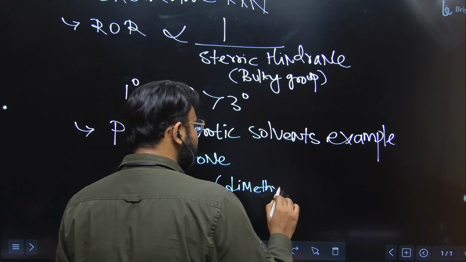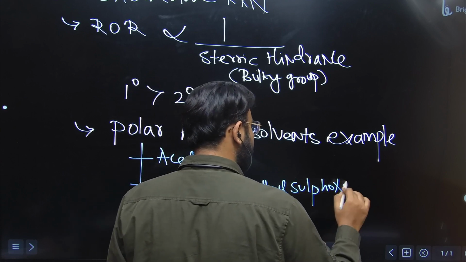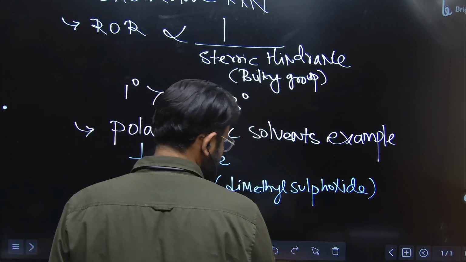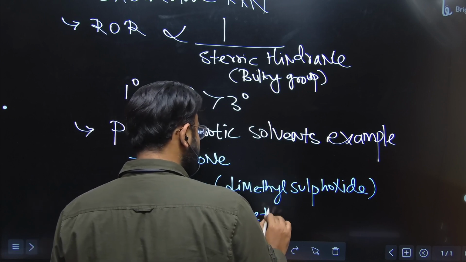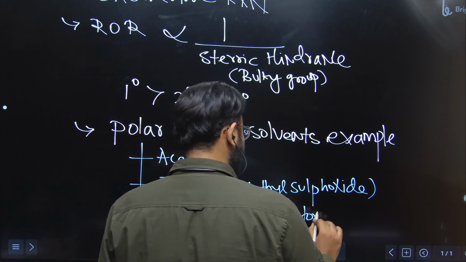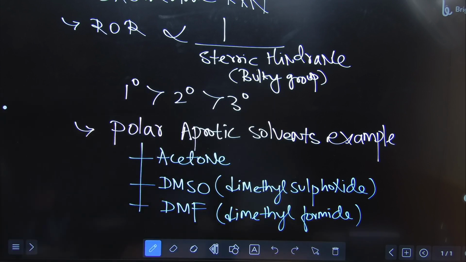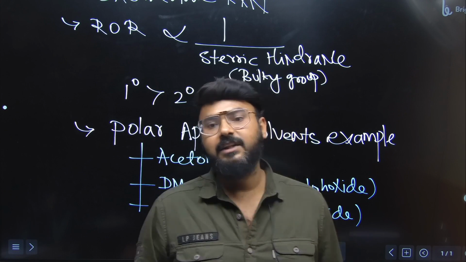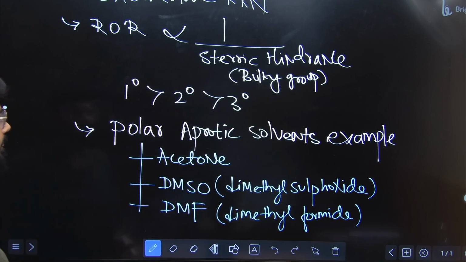Dimethyl sulfoxide, guys, and dimethyl formamide. DMF and DMSO with acetone. These all are polar in nature. They break the bond, but remember, they do not capture the removed nucleophile. I hope it is clear.